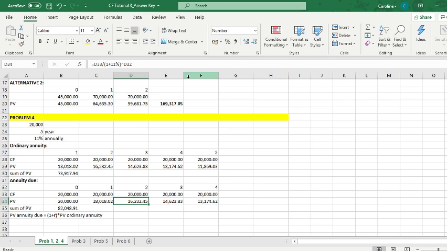For the present value of the second year of the cash flow, you just need to divide the cash flow with 1 plus the interest rate to the power of 2, and it will result in 16,232.45. And for the third and the fourth year, it is basically the same. You can use the same method, and the sum of the PV is 82,048.91.